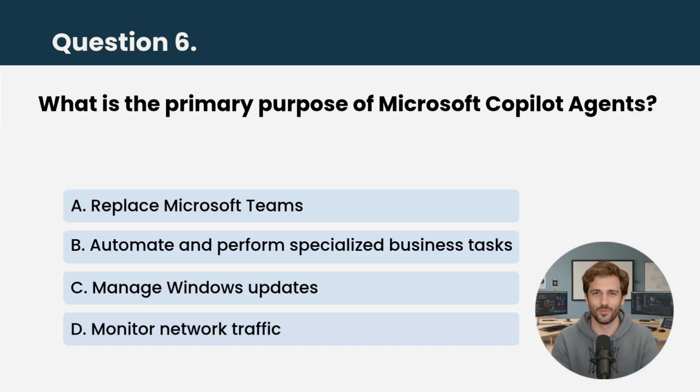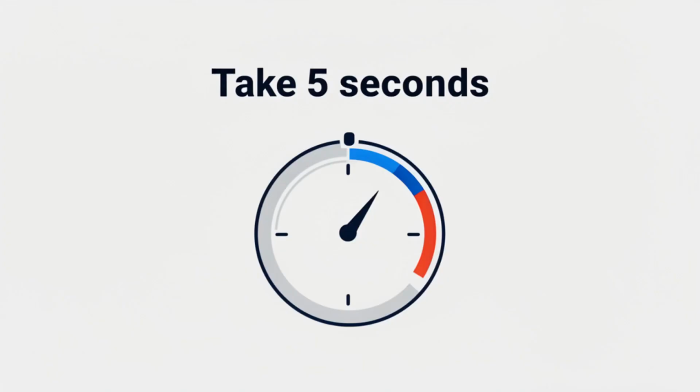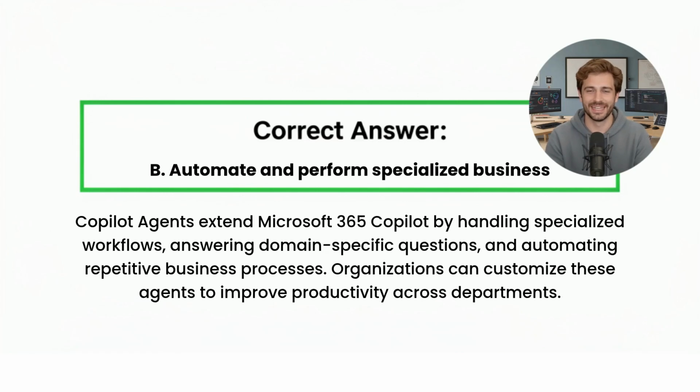Question 6. What is the primary purpose of Microsoft Copilot Agents? A. Replace Microsoft Teams. B. Automate and perform specialized business tasks. C. Manage Windows updates. D. Monitor network traffic. Take 5 seconds before answering. The correct answer is B. Automate and perform specialized business tasks.